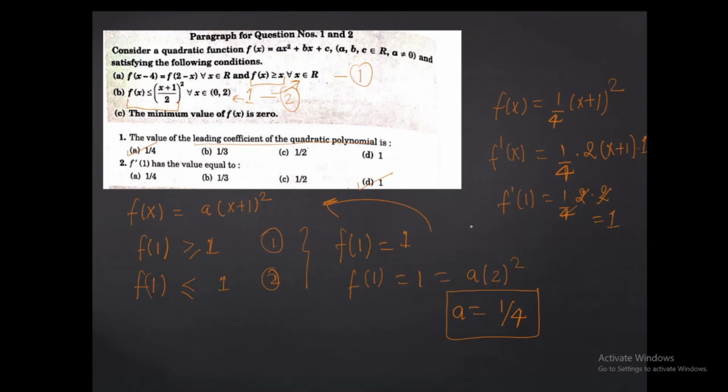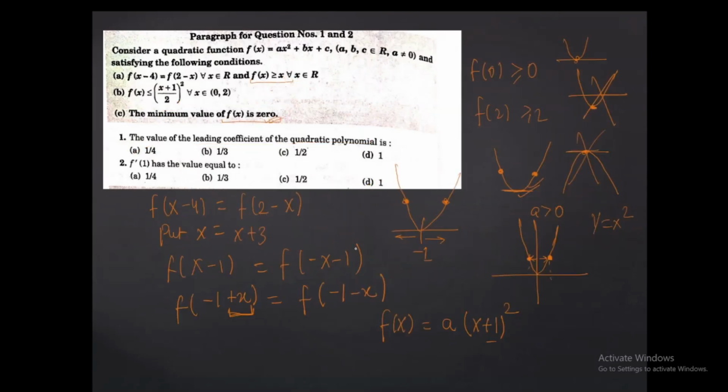The key part over here was to check the symmetry, like about which point the graph of the quadratic will be symmetric. So we can get an idea about the root of it, because there is only a single root.